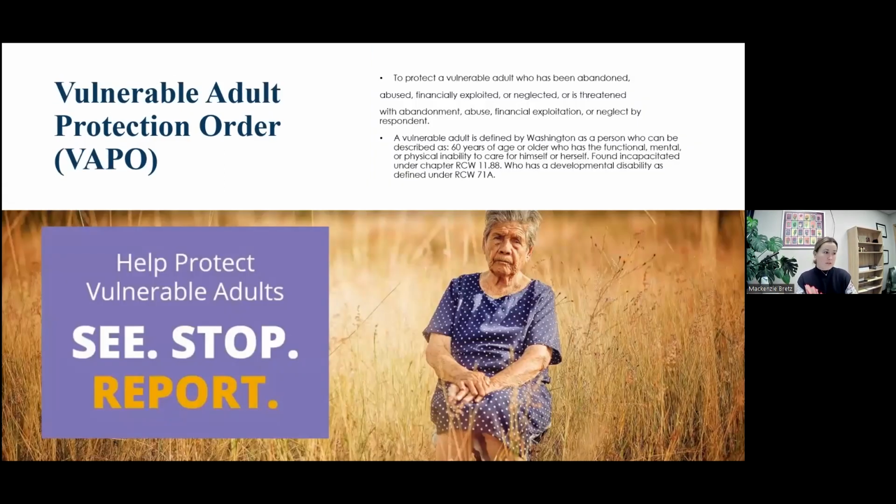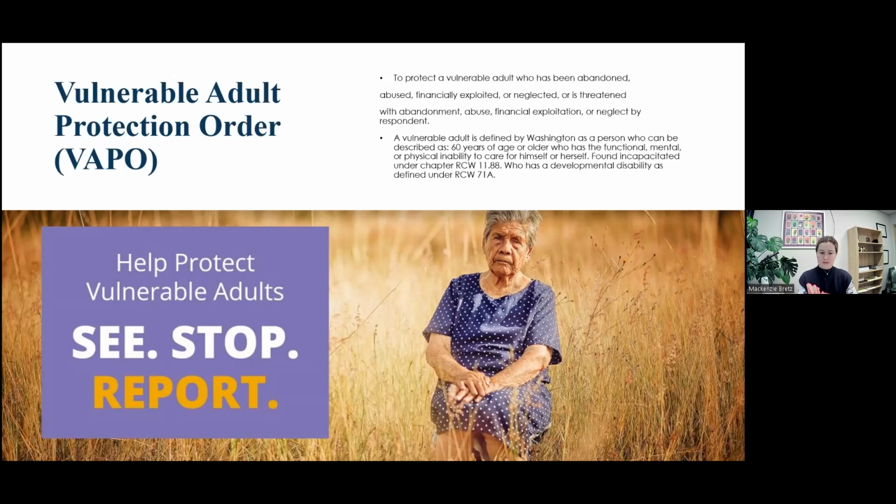Vulnerable adult protection order. So this is helping protect a vulnerable adult who has been abandoned, abused, financially exploited, neglected, or threatened with these things. Typically, someone else is bringing this on behalf of a vulnerable adult, because a vulnerable adult is typically not bringing this themselves. A vulnerable adult is defined as someone who can be described as 60 or older, has the functional, mental, or physical incapability to care for him or herself.